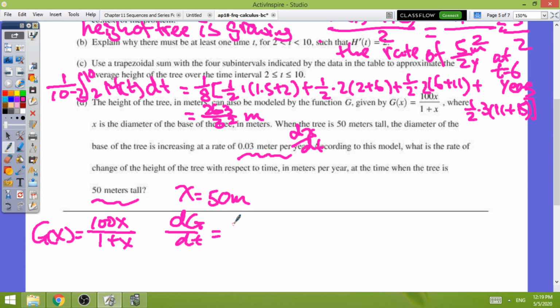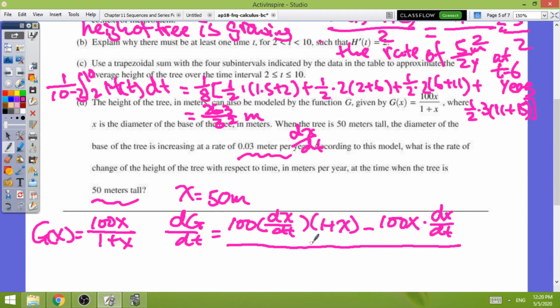So we'll get 100 times dx over dt using the quotient rule times 1 plus x minus 100x times dx over dt, because of the derivative of x right here, all over the denominator quantity squared, so 1 plus x quantity squared. And then the rest of this, you just need to plug in a number.